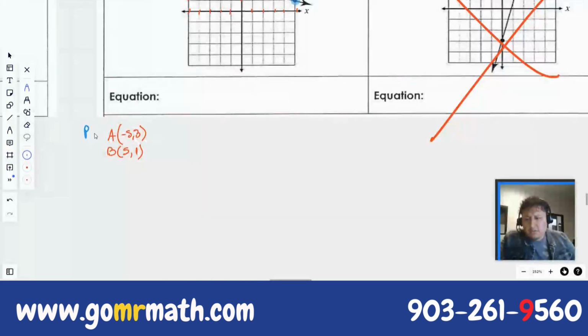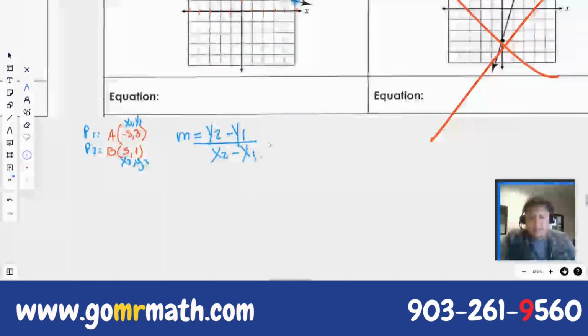Okay, I'm gonna call this one my point 1, and second one my point 2. Will it change if I call point 2 and point 1? No, it wouldn't change as long as I keep my coordinates in order. So point 1 will have x1, y1, point 2 will have x2, y2. Okay, so my slope, let's remember, our slope is equals to y2 minus y1 over x2 minus x1.